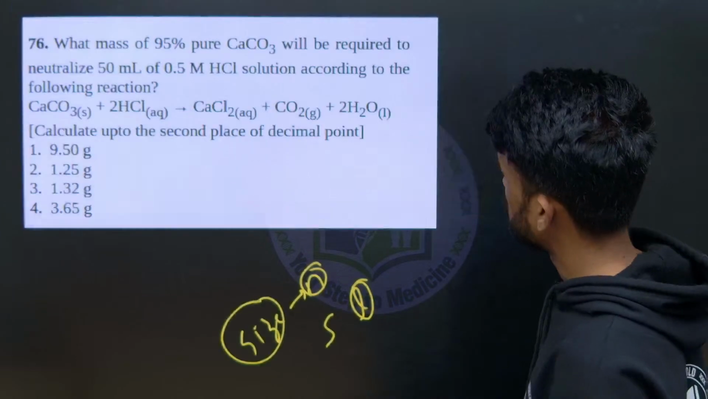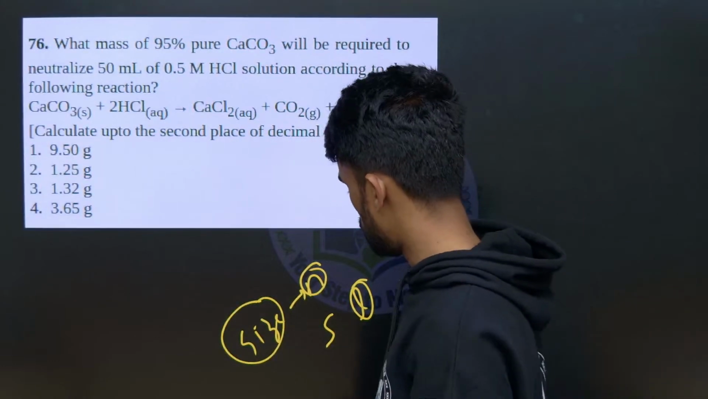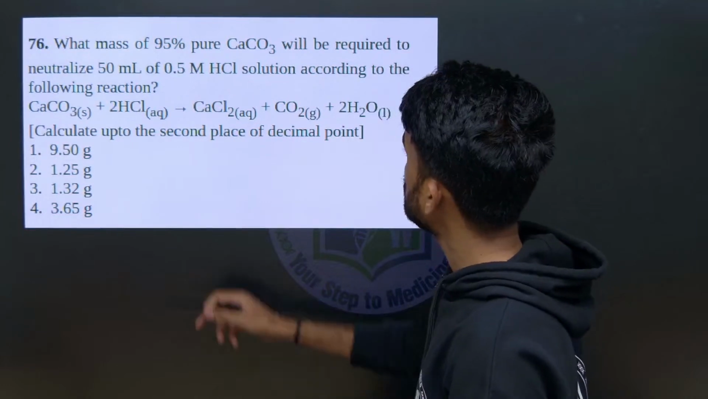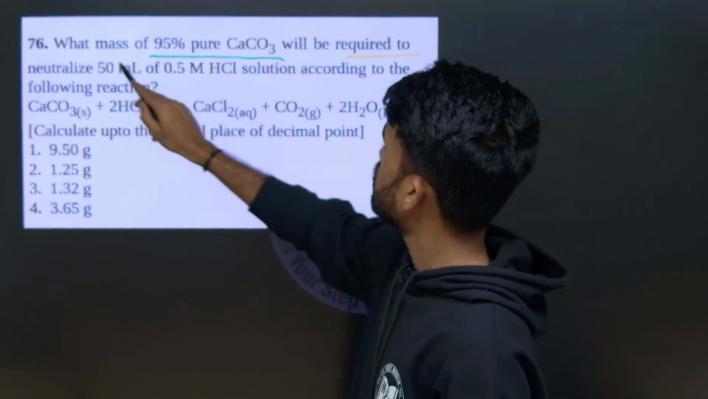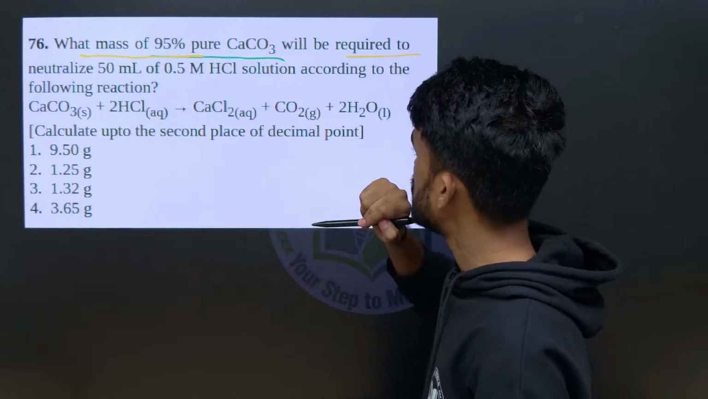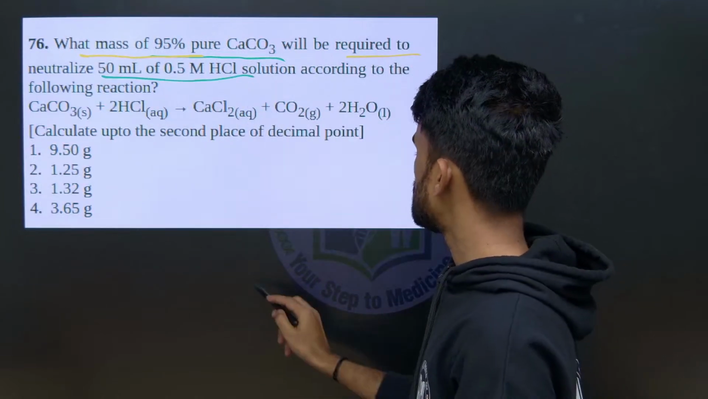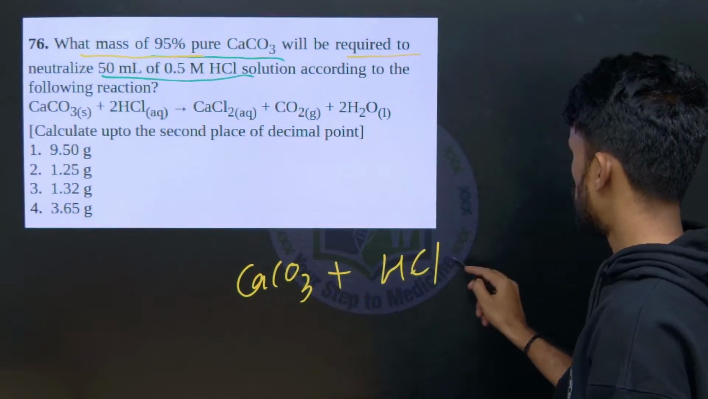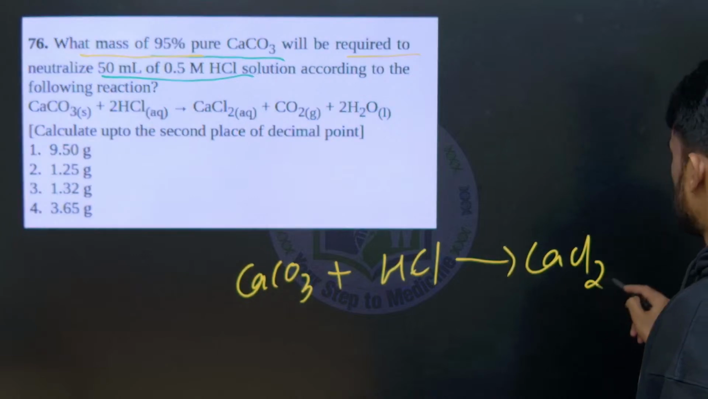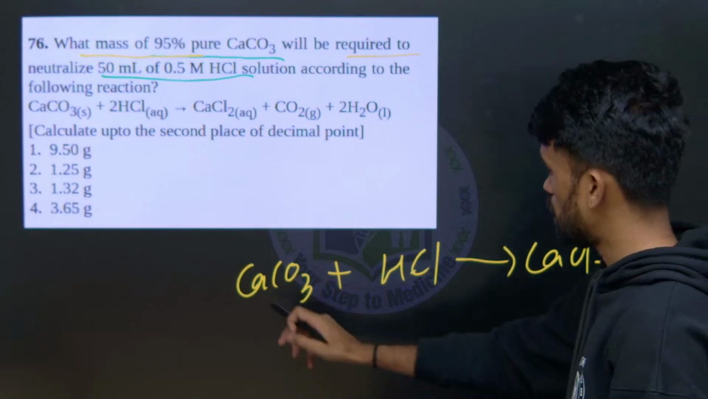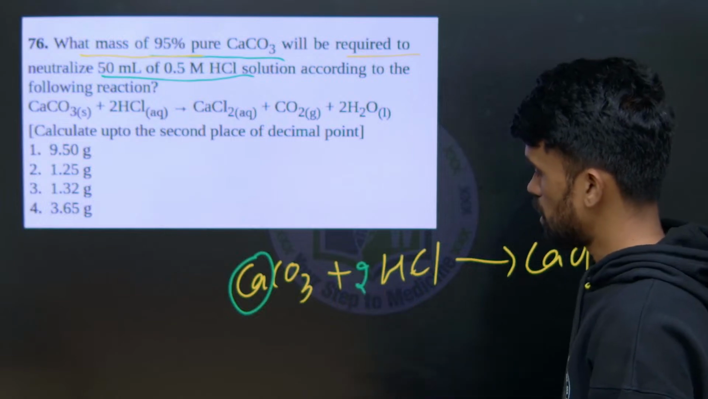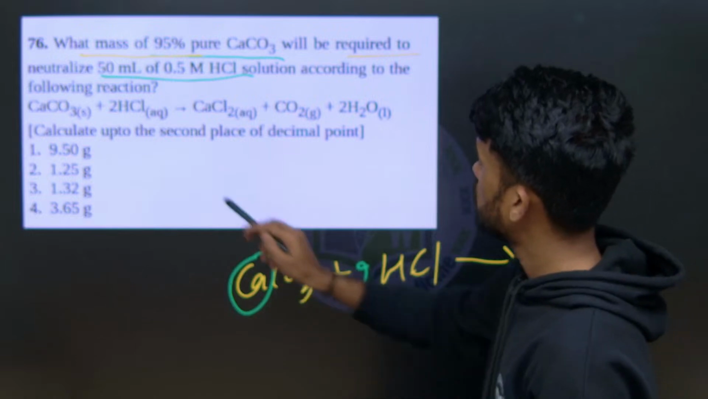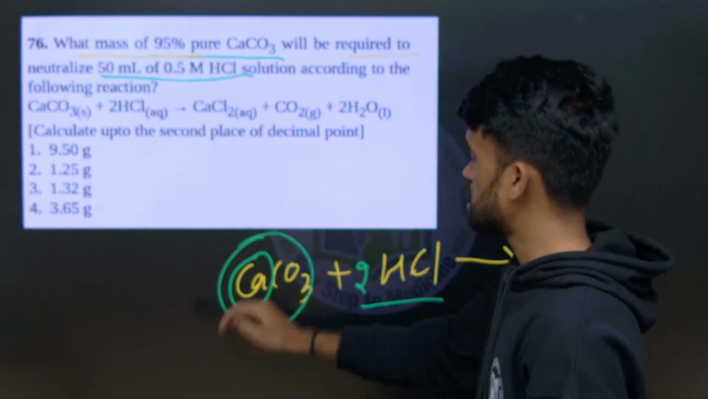Next, this question I haven't explained. Yes, this is also important. What is the mass of CaCO3 required to neutralize this? Let us say CaCO3 reacting with HCl forms CaCl2. For every 1 mole we require 2 moles. So it's something like a neutralization process only. This quantity is given, so how much quantity of this is required, they are asking.